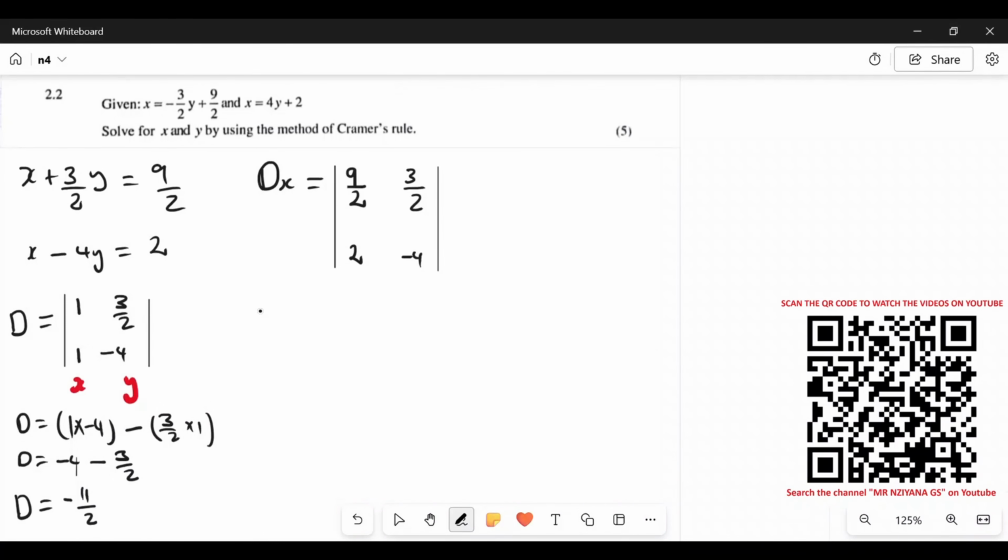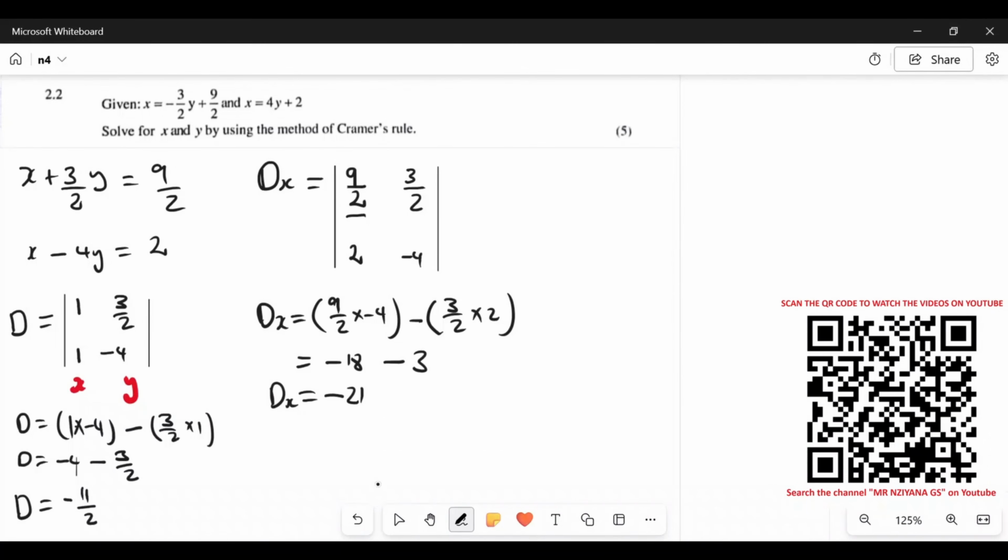So again, we're going to apply this method where we calculate the determinant. Just follow the first entry multiplied by the last entry, which is 9 over 2 multiplied by negative 4, then minus the second entry multiplied by the third entry, so 3 over 2 multiplied by 2. There we go. From here, use your calculator. This first product is going to be negative 18, and this one is going to be minus 3. If you put this on the calculator, it's going to give you negative 21. So dx here is negative 21.